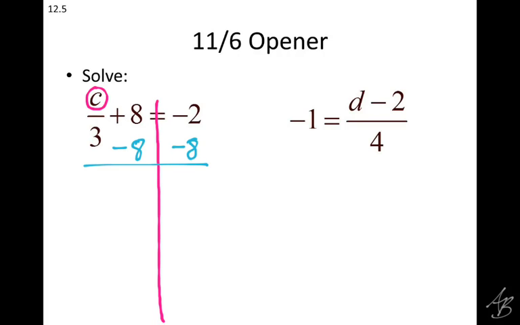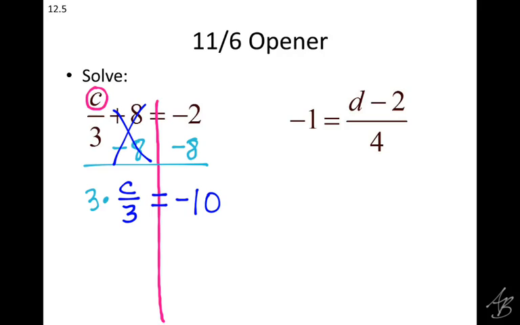And so those 8's are going to cancel, leaving what? C divided by 3. Okay. On the right side, we have negative 2 minus 8. So since they're both negative, they're going to add and get negative 10. Good. So when we combine 2 negatives with 8 negatives, we get a total of 10 negatives. Then what?